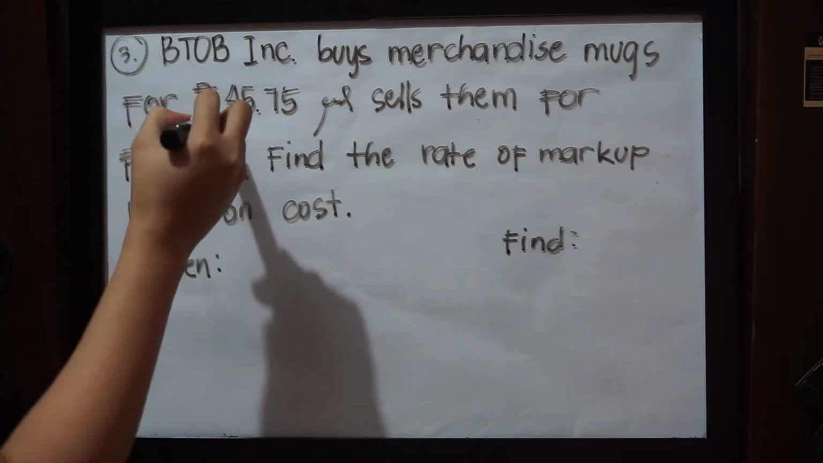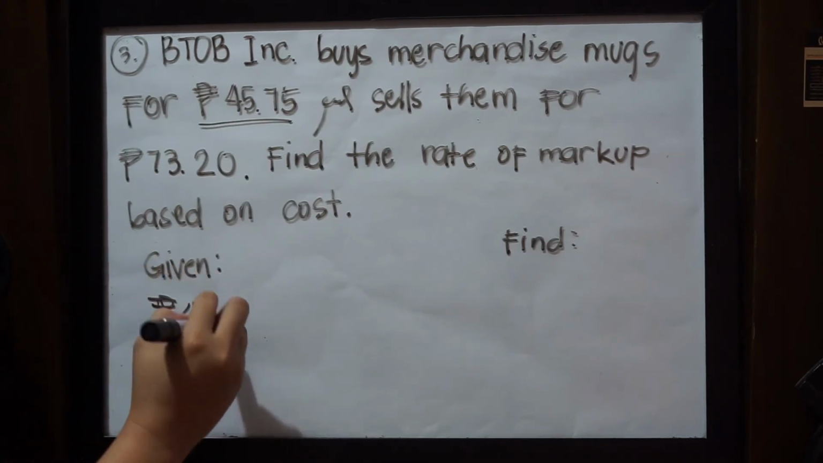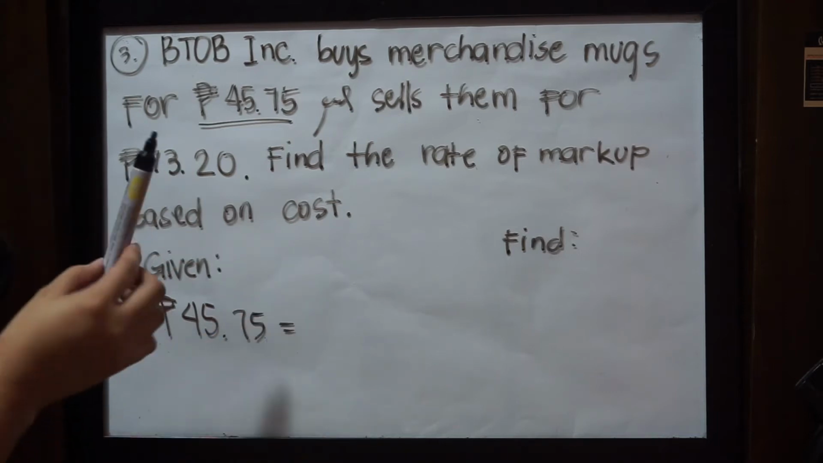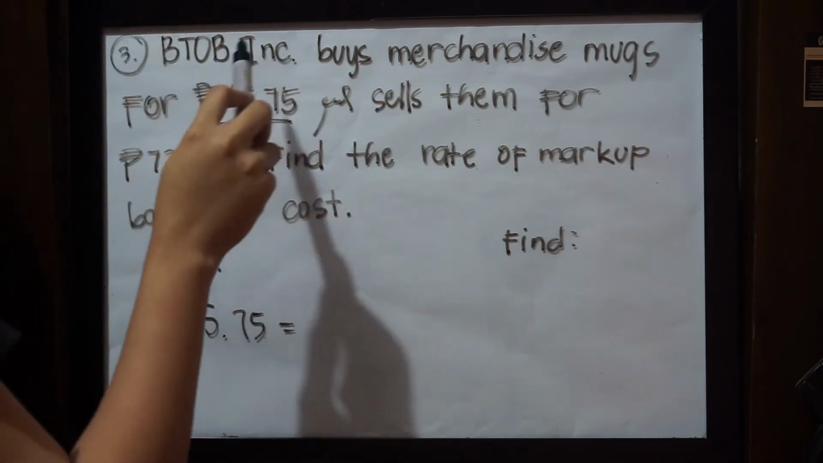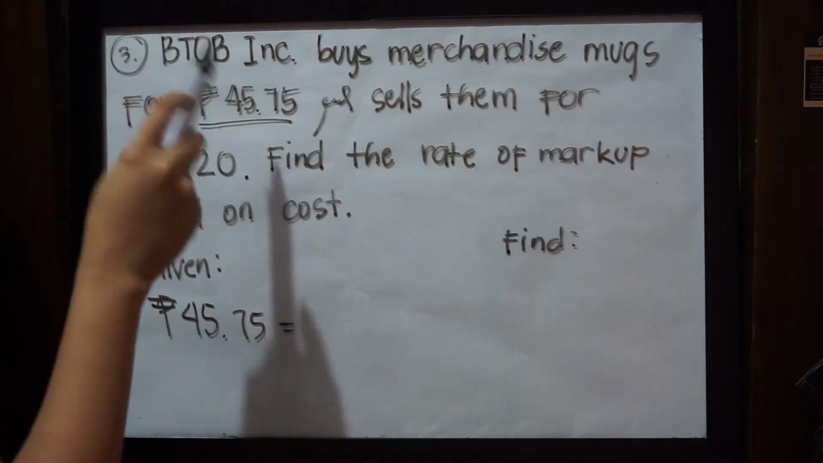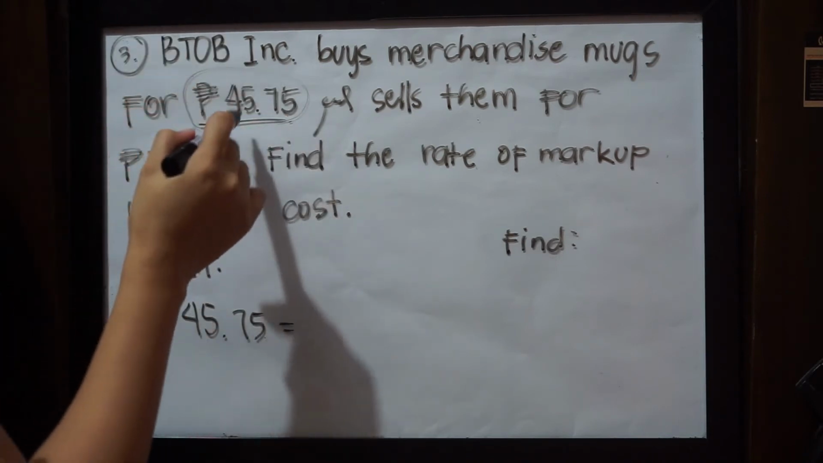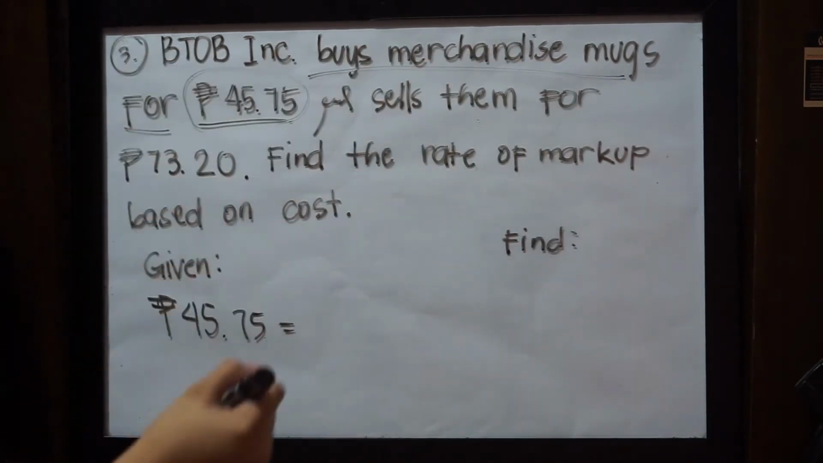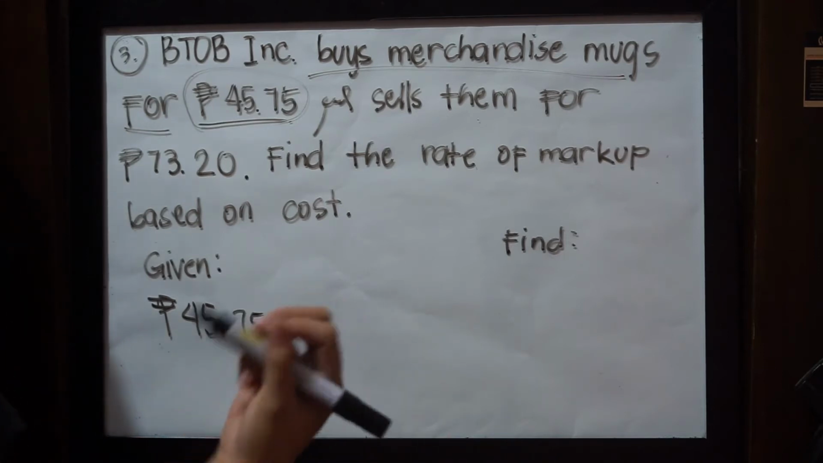So the first numerical value is 45.75. So, analyzing the given problem, ano kaya yung 45.75? So, yung statement, before tong 45.75, it says that B2B Incorporated buys merchandise mugs for 45.75. So, bumili daw sila ng mug na ang nagkakahalaga ng 45.75. Base sa statement na to, we can say that 45.75 is the cost.